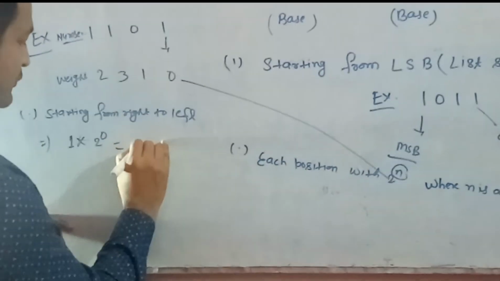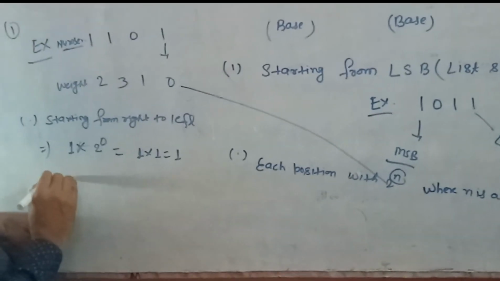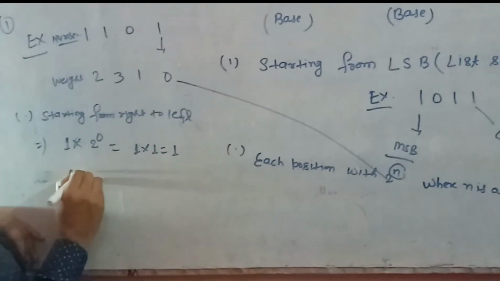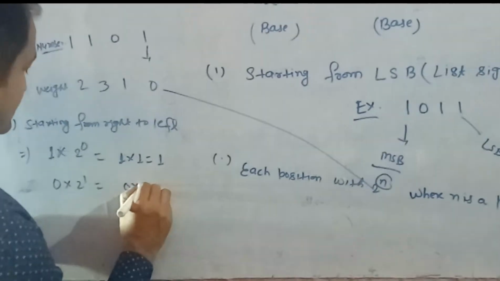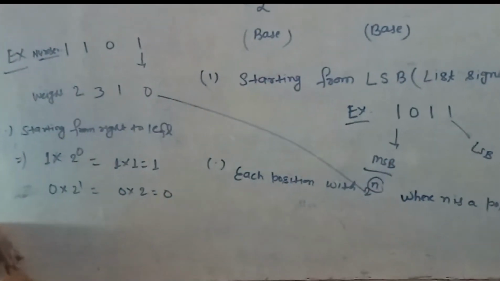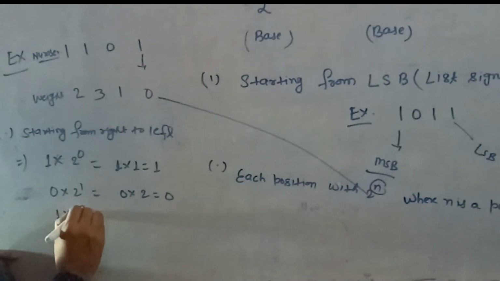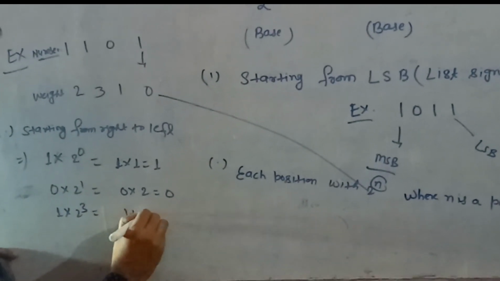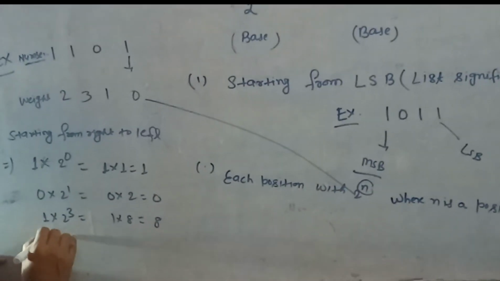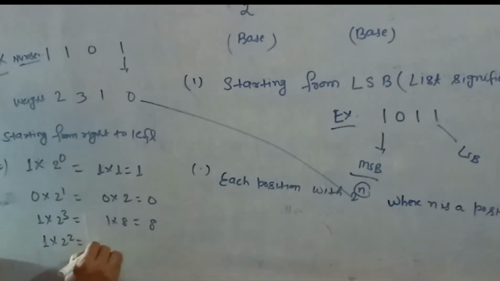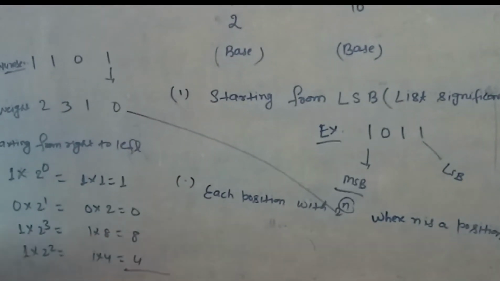1 times 1 is 1. Again 0 times 2 to the power 1, value 0. Again 1 times 2 to the power 3, that is 1 times 8, value 8. Again 1 times 2 to the power 2, that is 1 times 4, value 4.